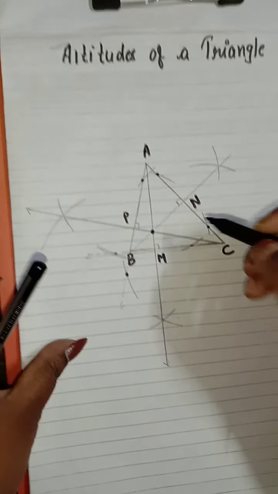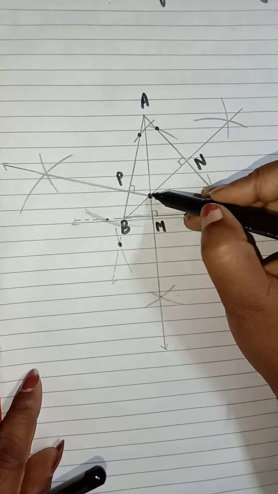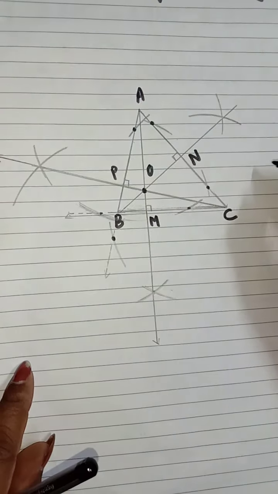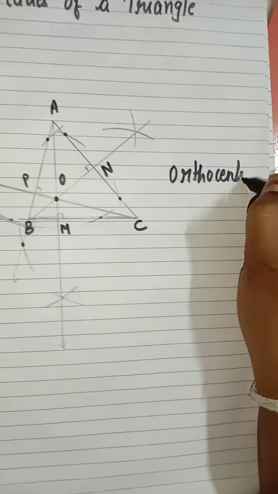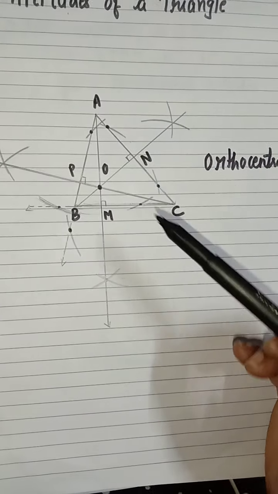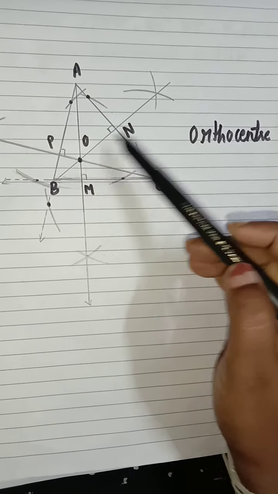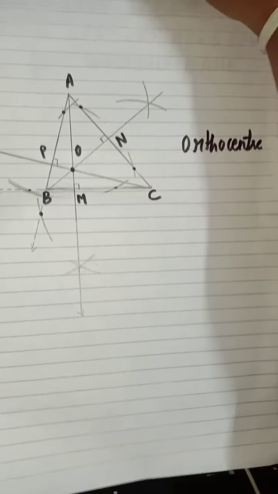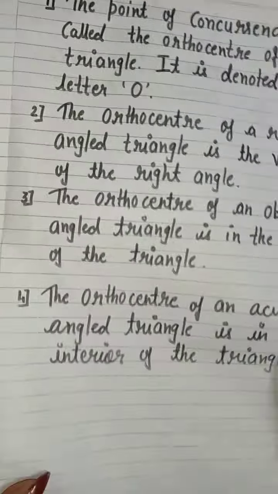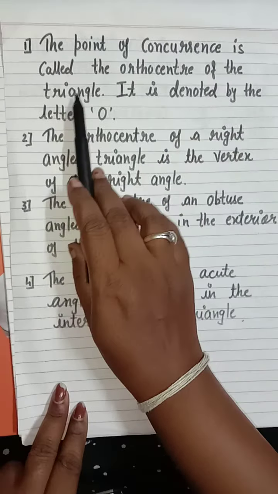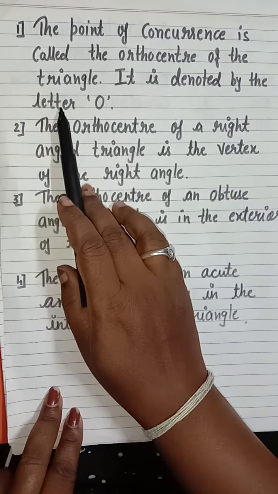And what do we call the point where the altitudes intersect, the point of concurrence? This point of concurrence is called the orthocenter. When three altitudes of a triangle meet at one point, that point is called the orthocenter. It is the case of altitudes. The point of concurrence is called the orthocenter of the triangle. It is denoted by the letter O.